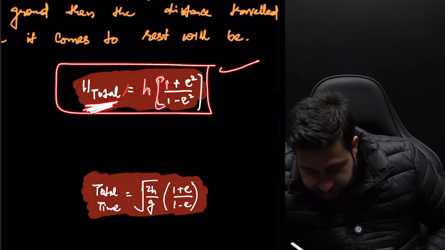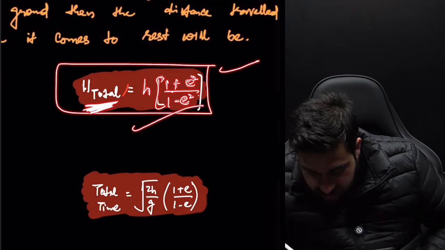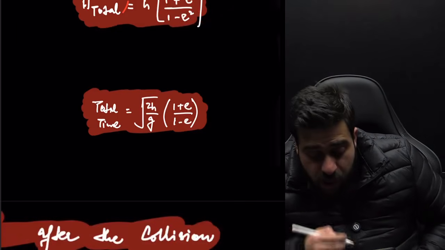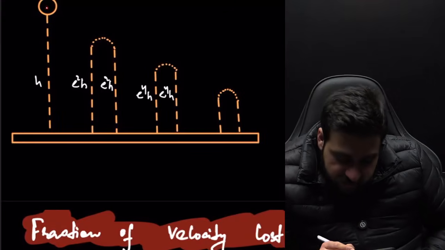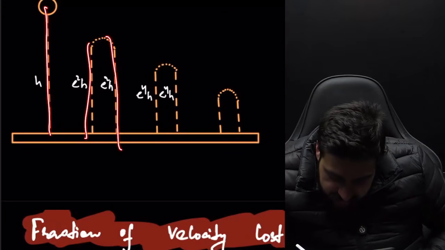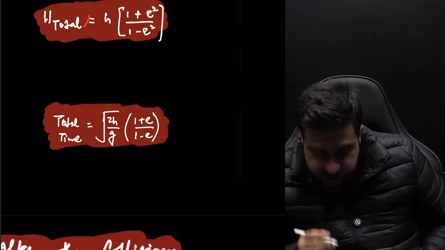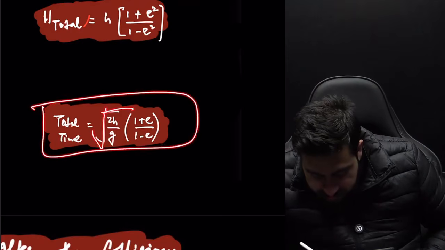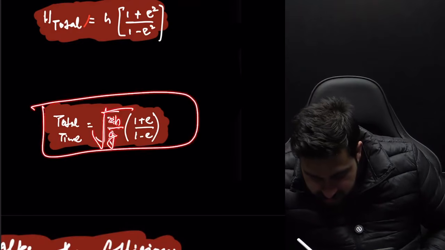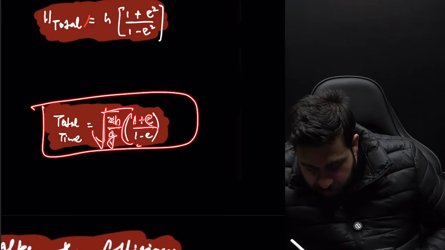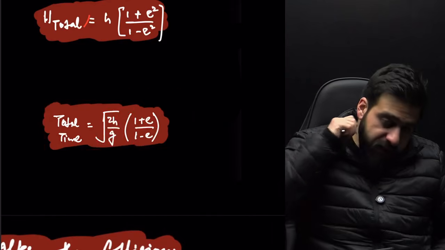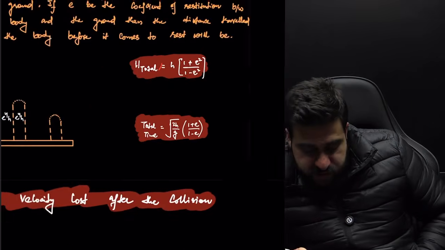So h times (1 plus E square) upon (1 minus E square). And if somebody asks how much is the total time taken, time taken in this, in this, in this, total time taken when it comes to rest. So this is the total time: under root of 2h divided by g, times (1 plus E) upon (1 minus E). This is the total time taken.